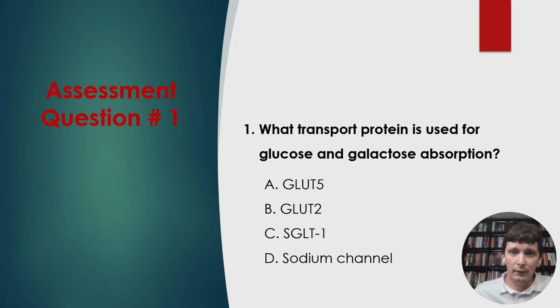Question 1. What transport protein helps absorb glucose and galactose? A. GLUT5, B. GLUT2, C. SGLT1, or D. Sodium channel. The answer for this one is C. SGLT1. Good job.